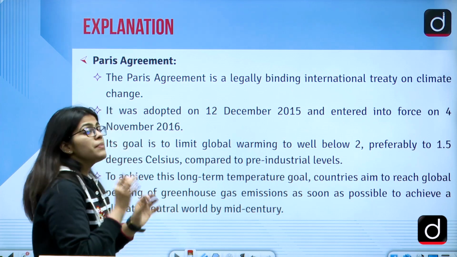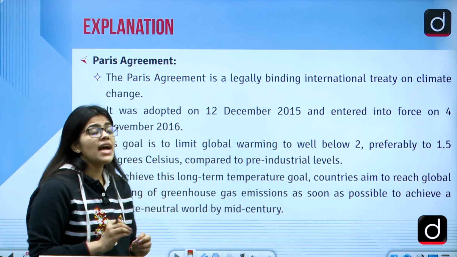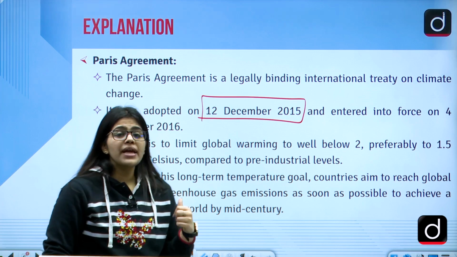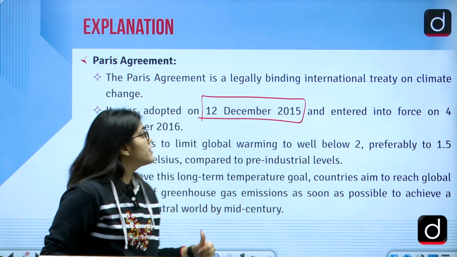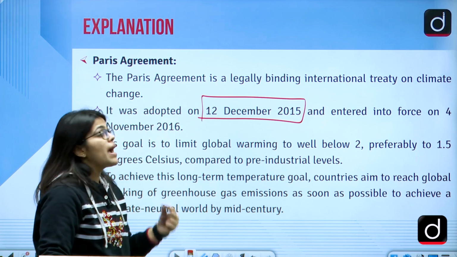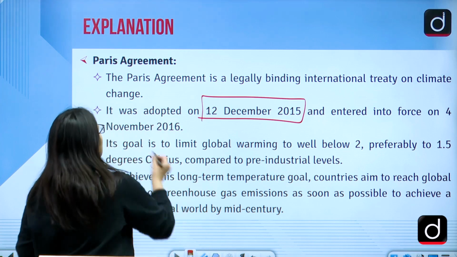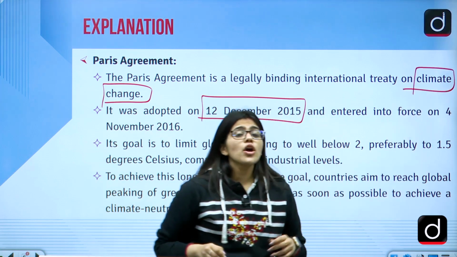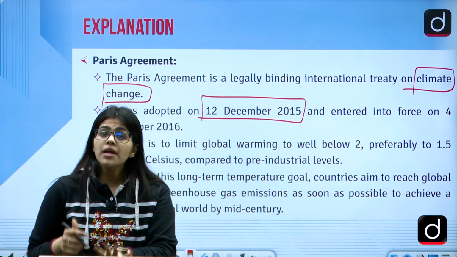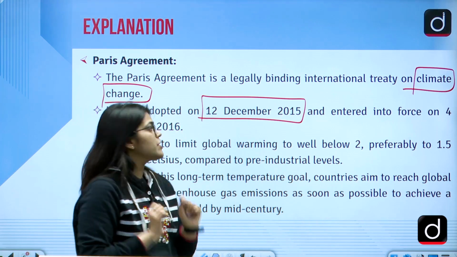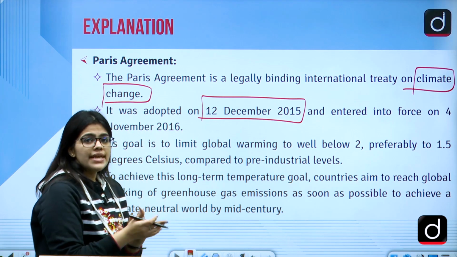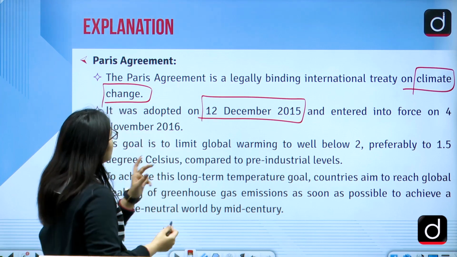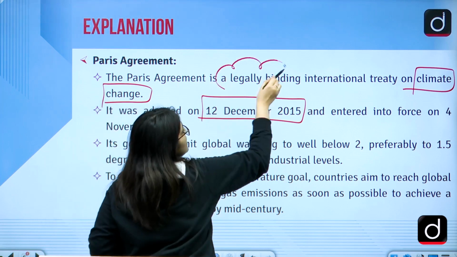The Paris Agreement started in 2015 and it is a very important agreement. It came into being on 12th December 2015. The Paris Agreement is a legally binding international treaty on climate change. So we are talking about climate change here. Now we are not talking about the depletion of the ozone layer, but about the overall climate change. One thing you should remember is that it is for climate change. The second thing you should remember is that it is legally binding.